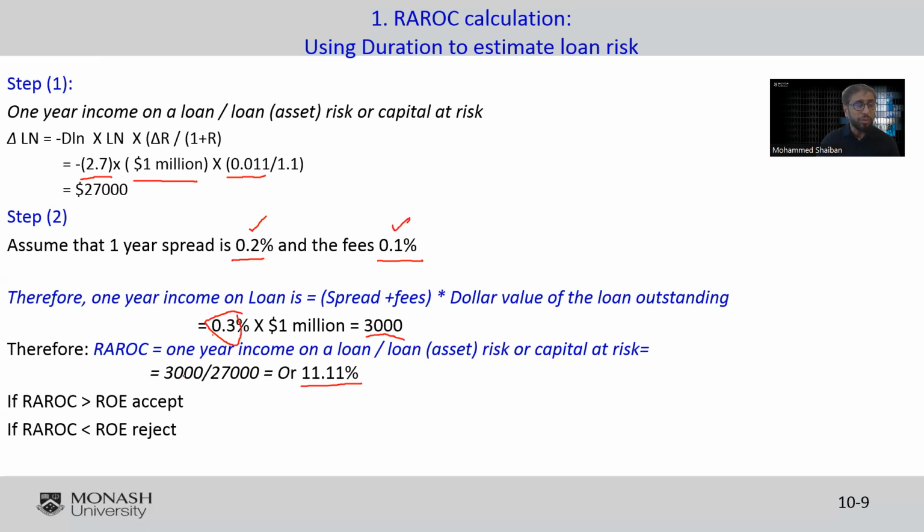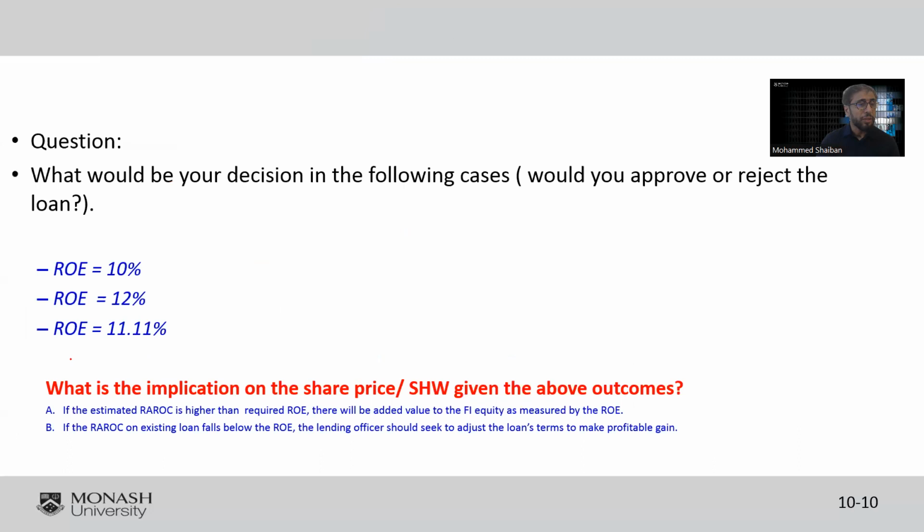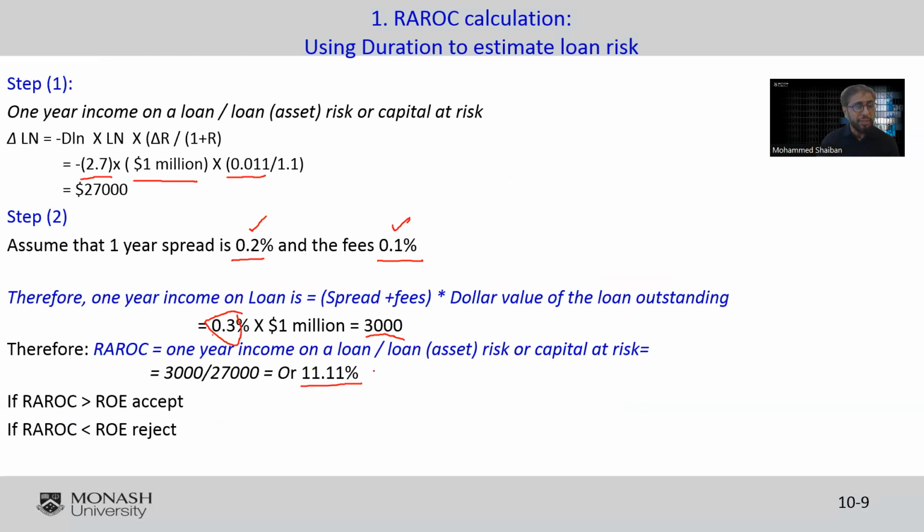Step two is to do the benchmarking. In benchmarking, we have to see whether we should reject or accept this loan. It depends on the ROE. So if you have three scenarios, if the ROE is 10%, then for sure I will accept, because the RORAC, which is 11%, is higher than this one. This is more than 10%. So in this case, I will accept.